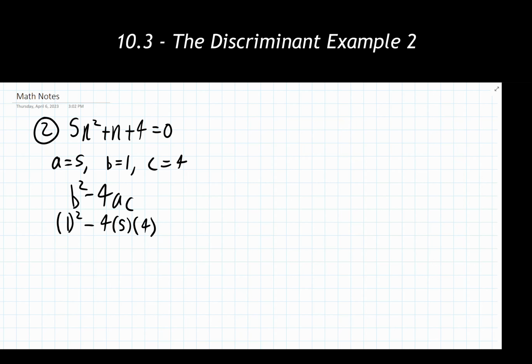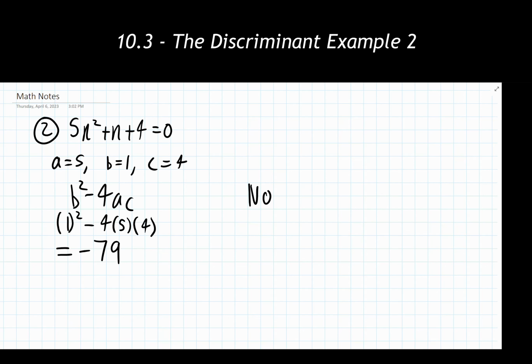Now I'm going to do this calculation off screen with a calculator. When I do that, I'm getting a negative 79. So when we look back at the notes that we took earlier on, we notice that if we have a value that is less than 0, meaning a negative number, then we get no real solution.